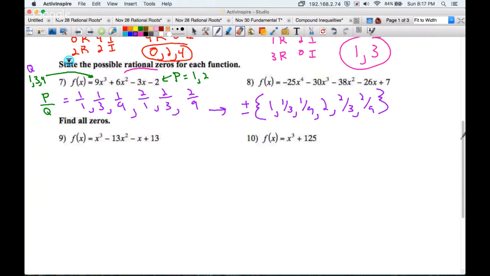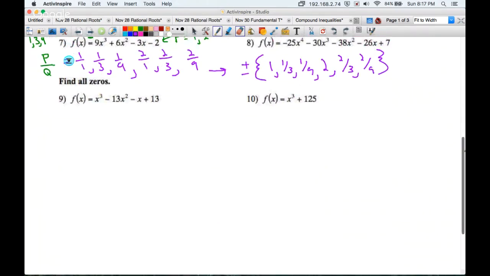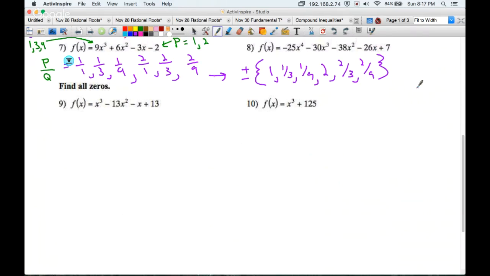Look to see if there's any repeated fractions, simplify all your fractions. Now you can put them in order of least to greatest, but I think if you can get this list, you'll be able to pick the correct answer.